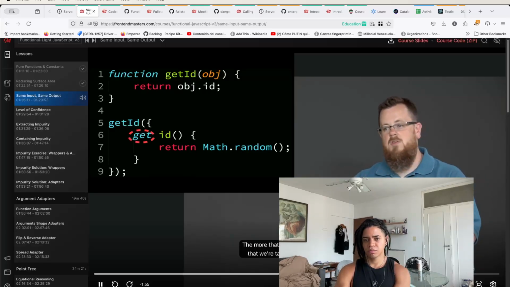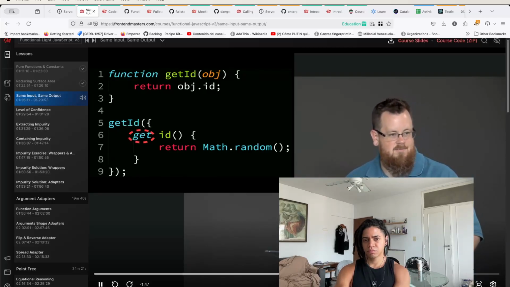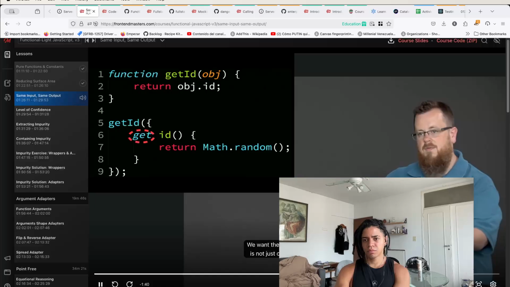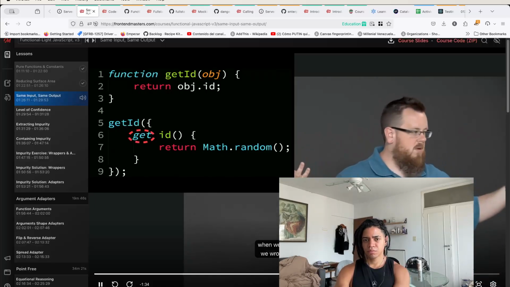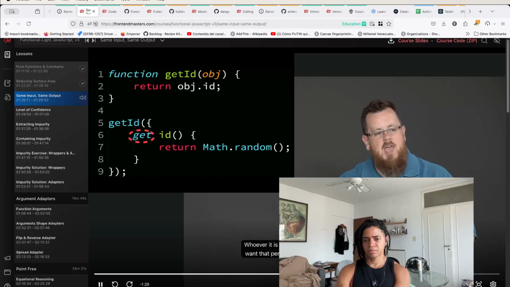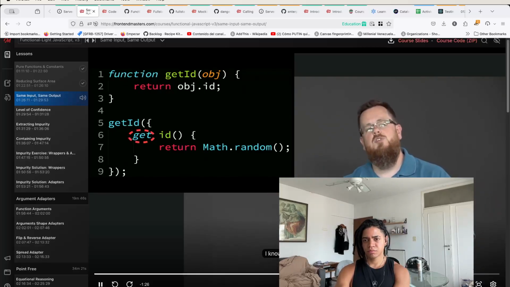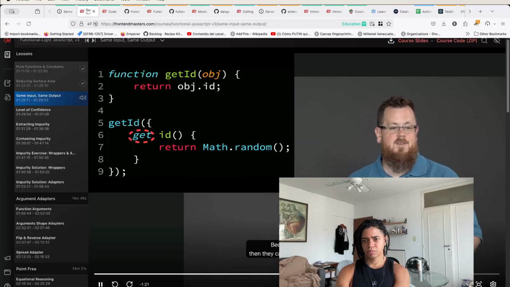The more that you can use the techniques that we're talking about in this course to reduce the surface area where these non-functional things can occur, the easier it is for somebody to read, understand, and ultimately to rely on it. We want the reader of our code, which is not just other people on our team, it's also our future self tomorrow and the next day when we don't remember why we wrote the code that way. Whoever it is that's reading the code, we want that person to be able to tell, yeah, we can trust that. It's definitely good. Because if they can, then they can move on to other stuff. If they can't trust it, they can't move on.